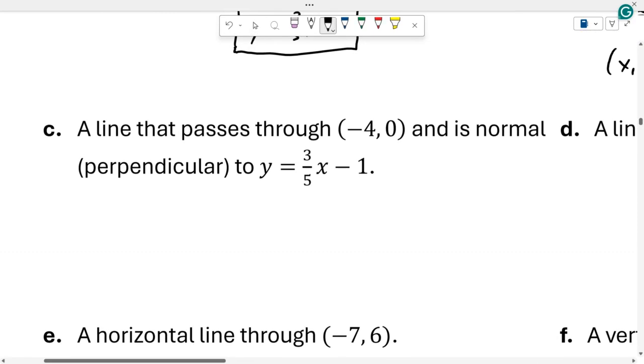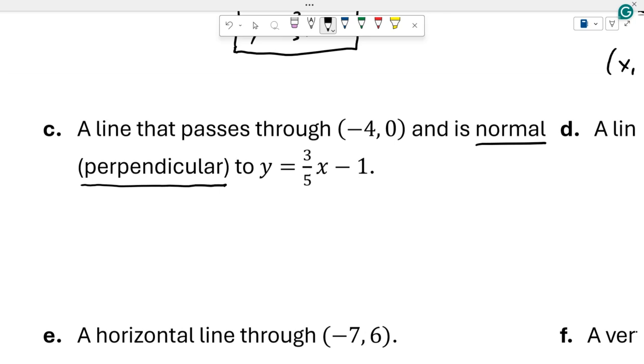All right, 4c. A line that passes through (-4, 0) and is normal, which a little clue here means perpendicular, to a different line, y equals 3/5 x minus 1. So this question is very similar to part B. The difference is that now we're talking about a line that is not parallel, but it's perpendicular. And sometimes that's called normal. So here, we just need to remember how perpendicular lines, like how their slopes interact with each other.